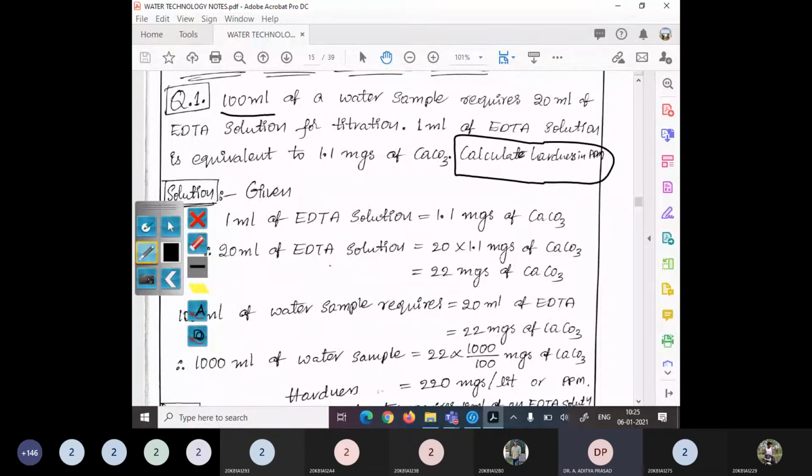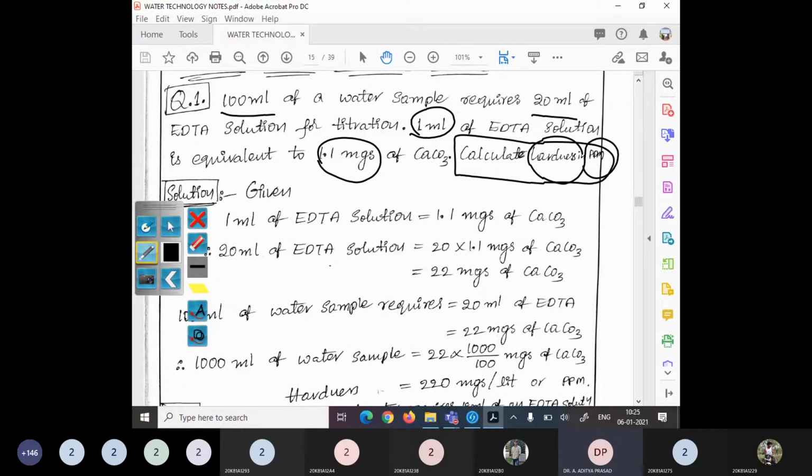100 ml of water sample requires 20 ml of EDTA solution, and 1 ml of EDTA solution is equivalent to 1.1 milligrams of calcium carbonate. In this we need to find out the hardness in terms of ppm. ppm is also called milligram per liter. We need to find the hardness present in the water in terms of ppm.